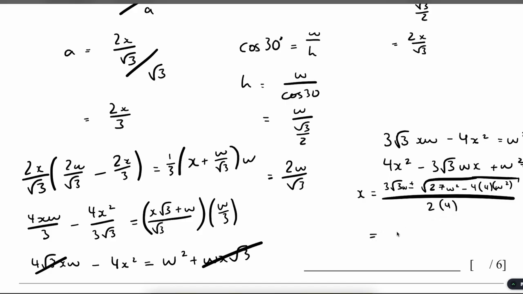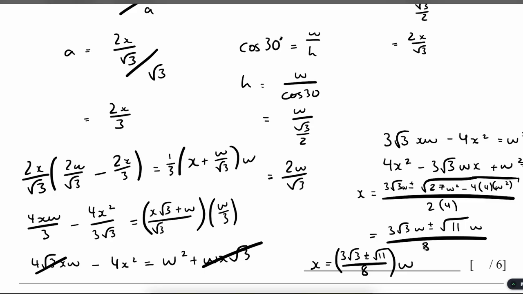2a. So we get 3 root 3 w plus or minus the square root of 27 minus 16 w squared, so that's going to be 27 minus 16 is 11, root 11 w, and all over 8. So x equals 3 root 3 plus or minus root 11 over 8 lots of w.